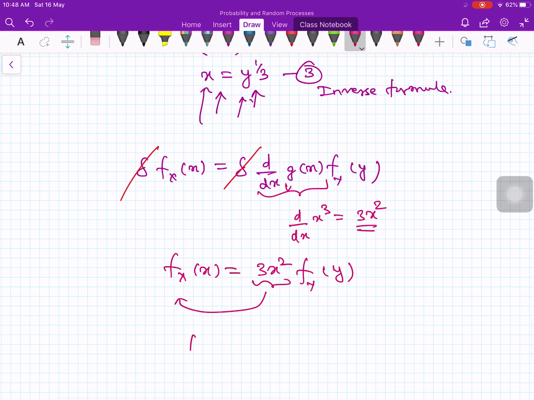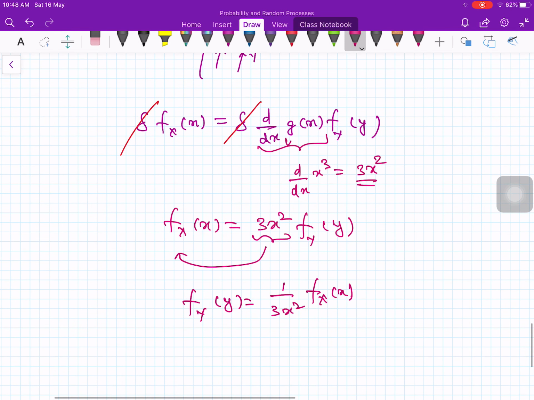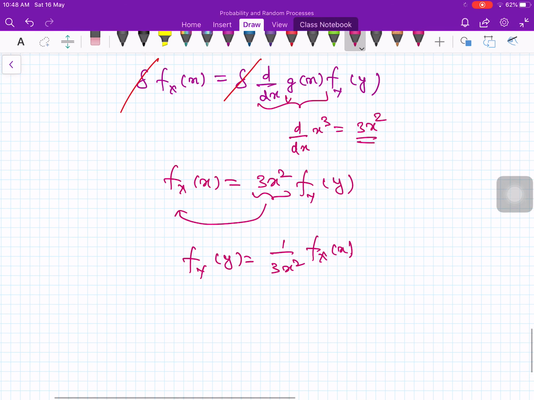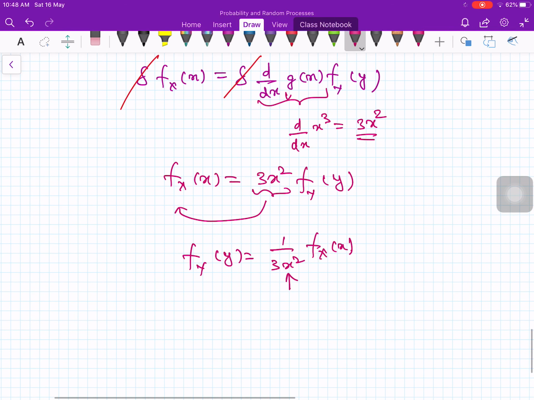Therefore fy of y is equal to 1 over 3 times x squared times fx of x. But since I want it to be a function of y, see here also x is there and here also x is there, but I want a function of small y.